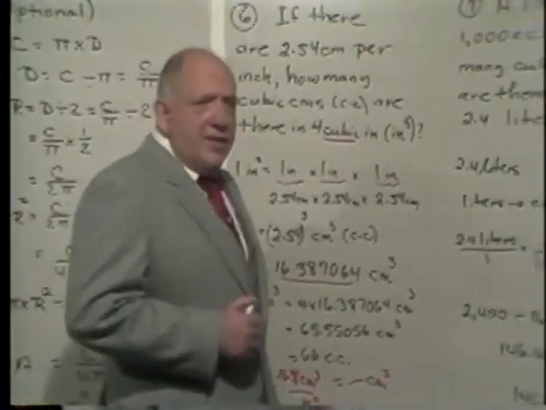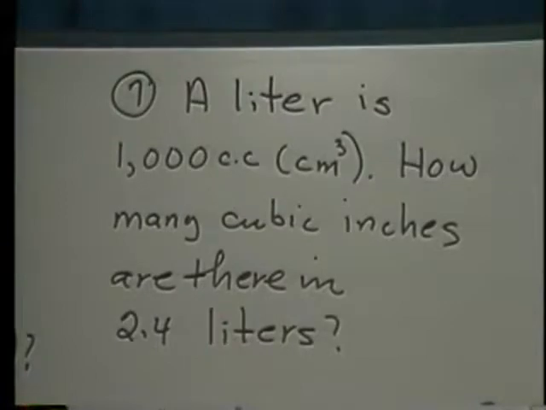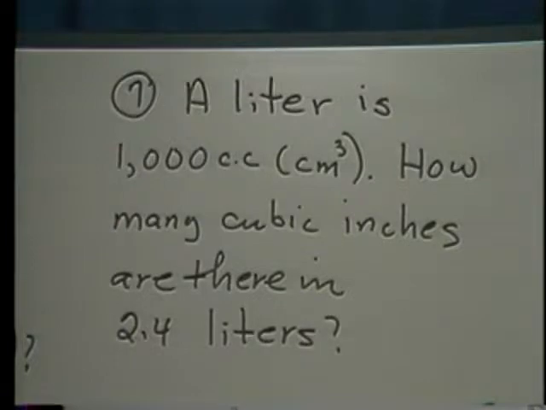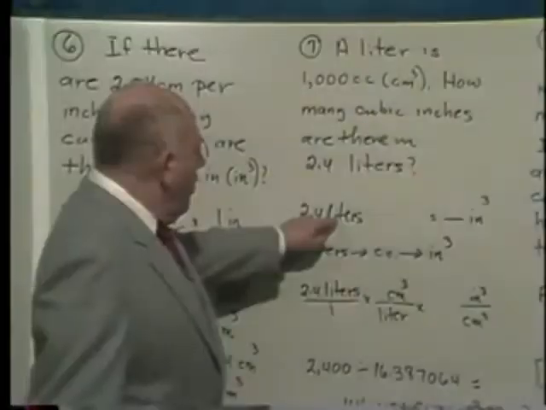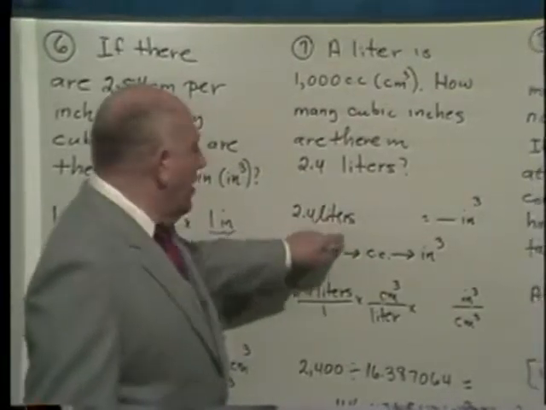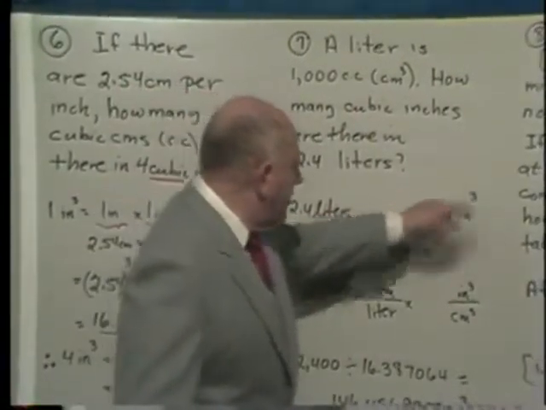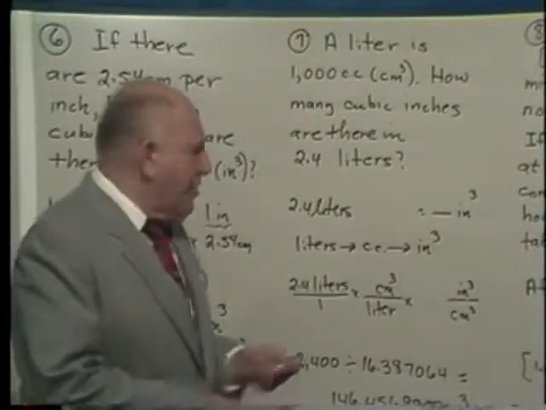Problem number 7 starts out giving you a metric volume and asks you to convert it to an English volume. See, problem number 7 says a liter is 1,000 cubic centimeters. How many cubic inches are there in 2.4 liters? So basically, you want to go, in terms of fill in the blank, from 2.4 liters into cubic inches. And the thought process is what?